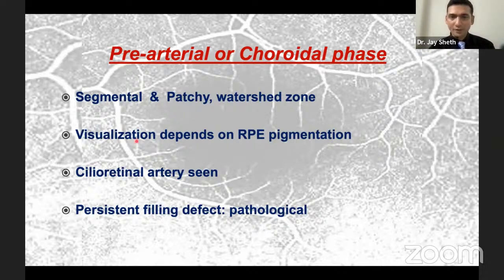Now, the most important thing to visualize in a choroidal phase is the cilioretinal artery. The cilioretinal artery receives its circulation not from the retinal vasculature, but from the choroidal vasculature. That is why it gets filled in the choroidal phase. And if there are any persistent filling defects, these conditions are pathological.